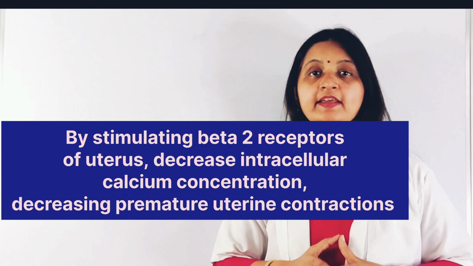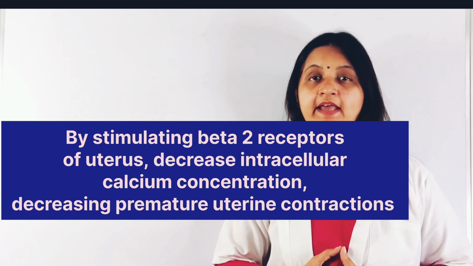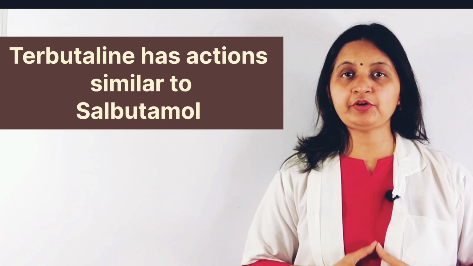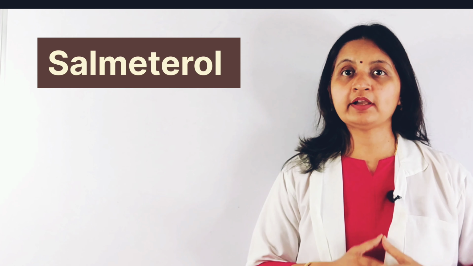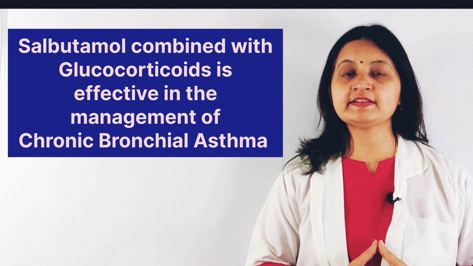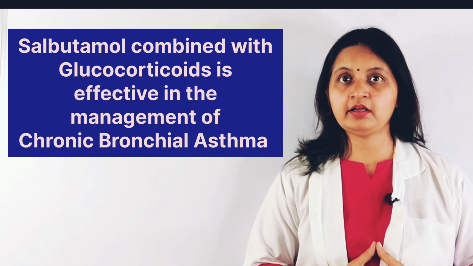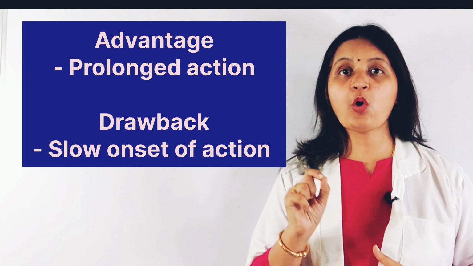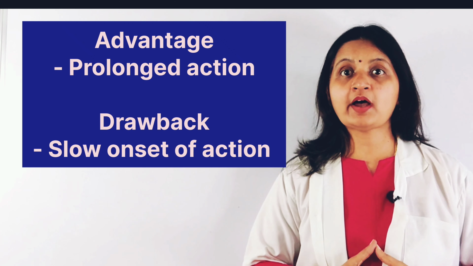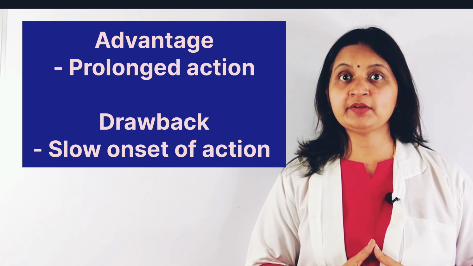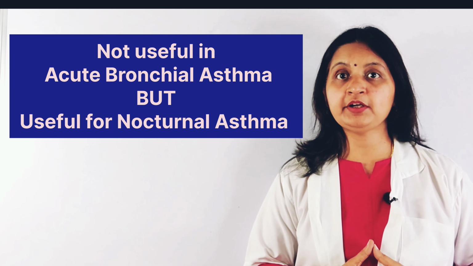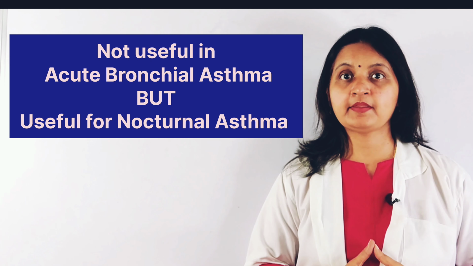preferred drugs. The next drug is terbutaline, which has an action similar to salbutamol and is used for the relief of symptoms of acute bronchial asthma. The next drug is salmeterol. It is a selective beta-2 agonist and is combined with glucocorticoids in the management of bronchial asthma. It has a prolonged duration of action of 12 hours but has a slow onset of action, which is why it is not an effective drug for the management of acute attack of bronchial asthma, but is very useful for the treatment of nocturnal bronchial asthma.